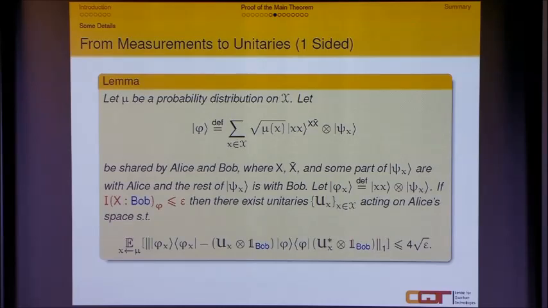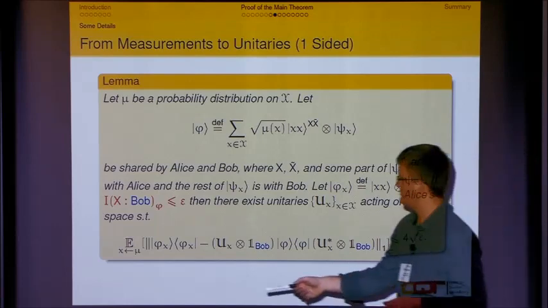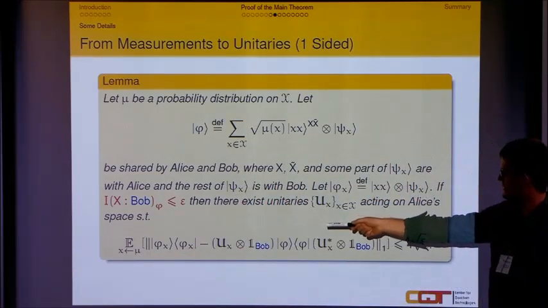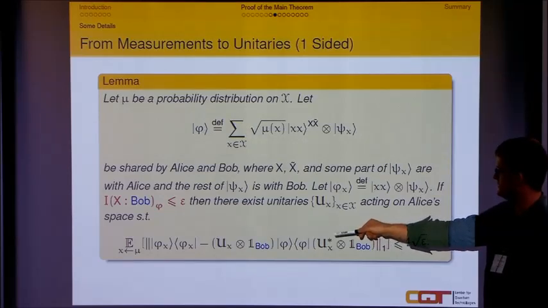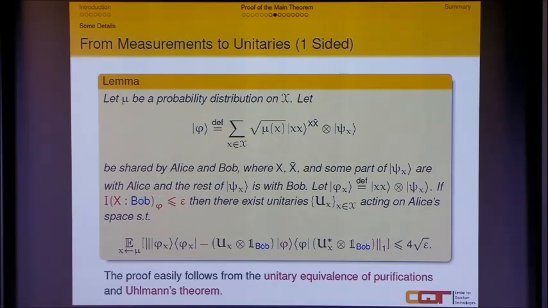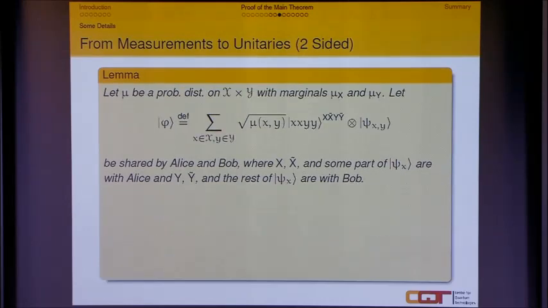So if the mutual information is at most epsilon, then there must exist some unitaries U_x on Alice's space such that for most of the questions, so expectation over the questions, the trace distance between phi_x and the state that we get if we apply U_x to phi is at most some constant times square root of epsilon. The proof of this is easy, and it just follows from Uhlmann's theorem and unitary equivalence of purifications. And the two-sided version also looks the same.